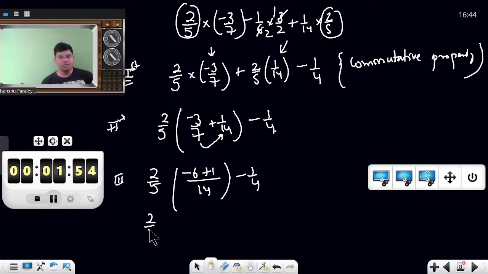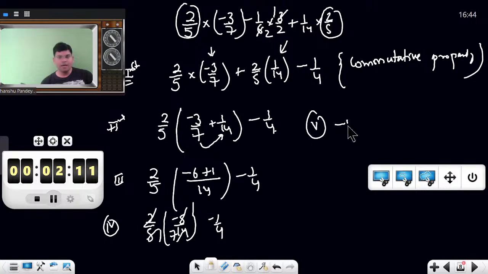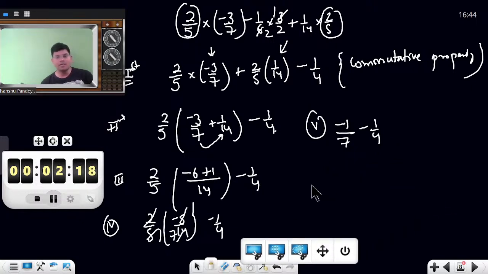In the last fourth step, we will write minus 6 plus 1 is how much? Minus 5 by 14. So 2 and then it will become 7, 5 and 1. This will get cancelled. Minus 1 by 4. This is the fourth step. In the fifth step, it will become minus 1 by 7, minus 1 by 4. What is the LCM? If these are co-prime numbers, the LCM is going to be their multiplication. So 28. 7 4 times, so minus 4. 4 7 times, so 7. This is minus 11 by 28. This is the final answer.